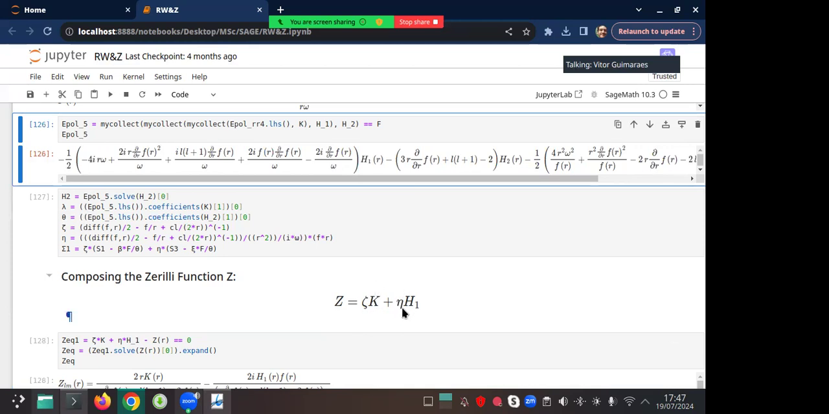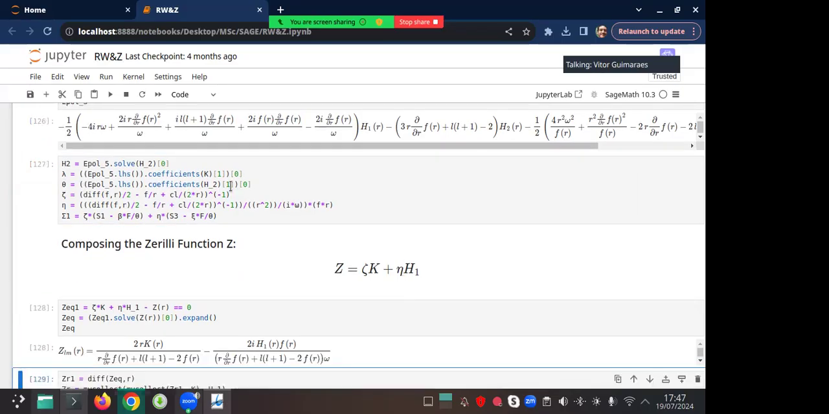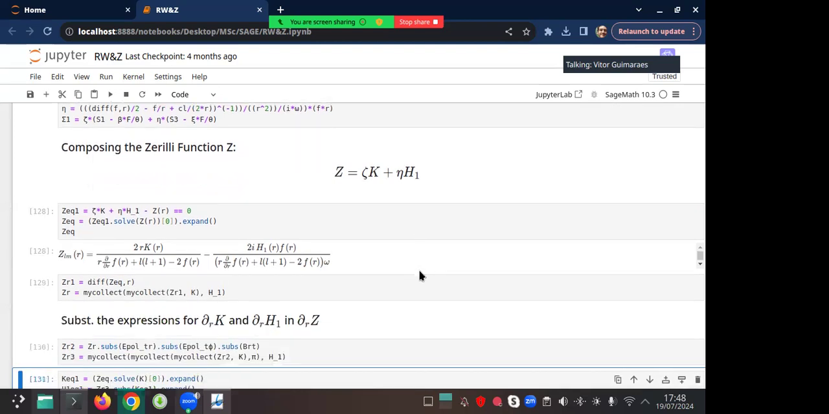And these symbols here are some functions that we defined right here, zeta and eta. We construct this Zerilli function like this, the same way we constructed Q as H1 times F over R. And so here is this Zerilli function right here. And what is multiplying K here is right here. What is multiplying H1 is right here.